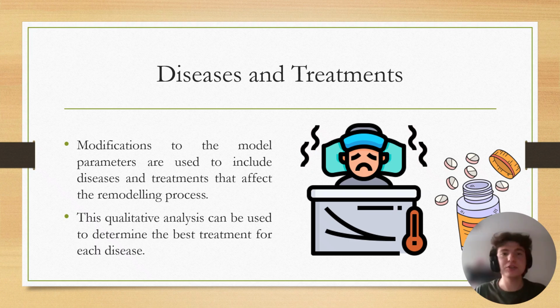Basically, what we have to do is modify some of the model parameters depending on the different effects that a disease or a treatment has in the bone. And it's this type of qualitative analysis that we can do to determine the best treatment for each disease based on the results of the model. And this is the kind of information that reveals the value and the power of mathematical models in biomedicine.